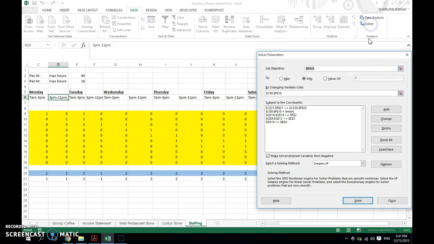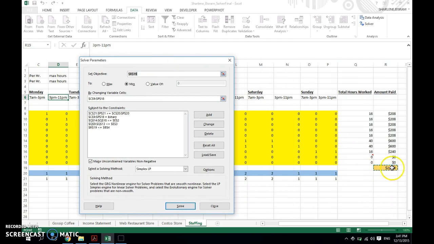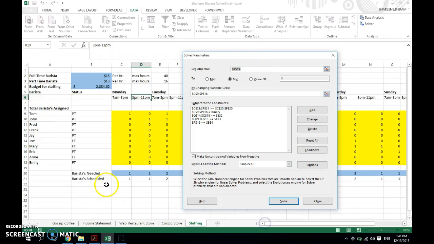Solver was used to find an optimal staffing per day while keeping within the budget. Our objective is R19, total spent, and I wanted to minimize this value. Baristas scheduled had to be greater than baristas needed. Part-time workers have to work less than or equal to 16 hours, while full-time workers had to work less than or equal to 40 hours. My last constraint is the total amount paid has to be less than or equal to my budget.